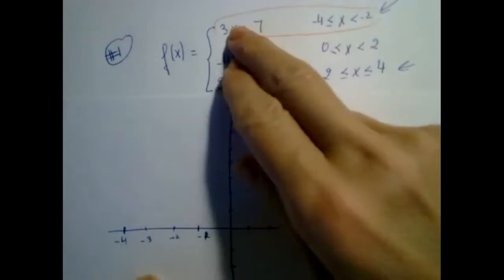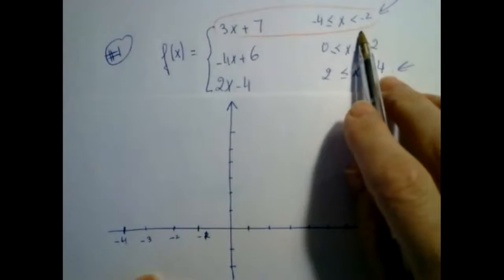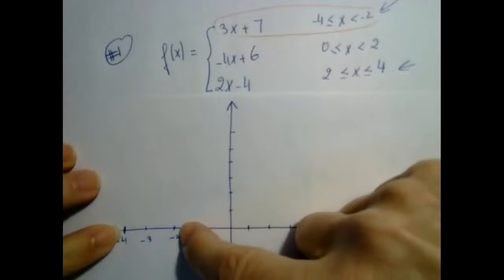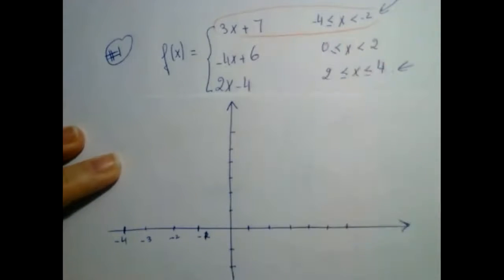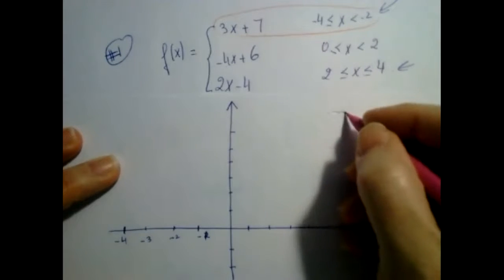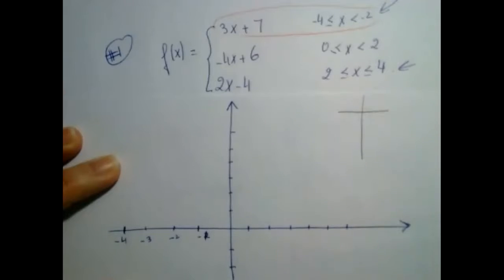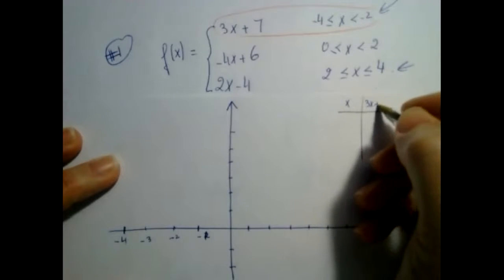All right. I need to sketch 3x plus 7 between -4 and -2. So right there. Now I know that this is a line. So to sketch this line, I need 2 points. So I'm going to sketch this one first. I'll take my picture and I put here x and 3x plus 7.